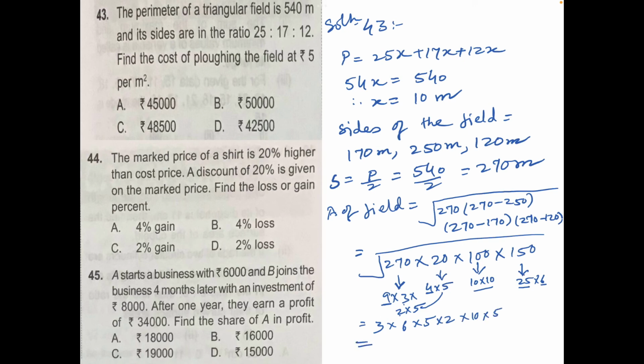That will give you, see, 5 5s are 25, 25 10s are 250, 250 2s will give you 500, 500 into 6 will give you 3000, 3000 3s are 9000. So it is 9000 meters square. Now this is area, right? Now cost will be, I'll multiply this 9000 into 5, that will give you 45,000 rupees. Answer is given 45,000. Yes, option A is the correct answer here.